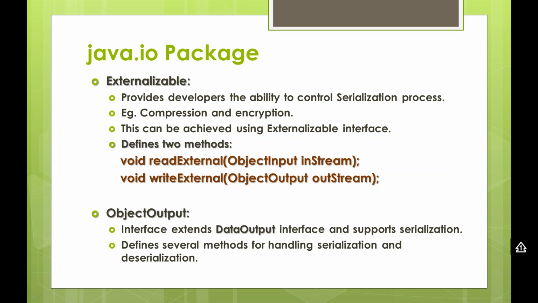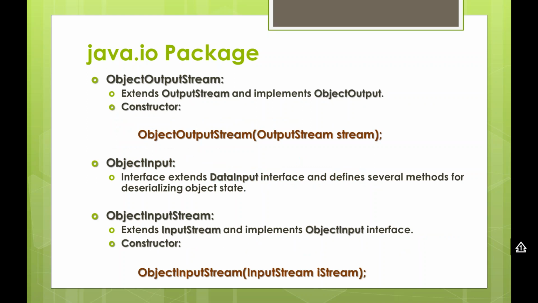Similar to what we have seen for OutputStream, the methods write with different versions, close, all those things, the similar kind of methods are defined for your ObjectOutput. And for reading, for deserialization, we have a particular interface called ObjectInput. Similar to InputStream, the methods are defined for your ObjectInput. What it actually does is extend the DataInput interface and provide several deserialization methods using which you can deserialize a serialized object. The corresponding concrete classes are ObjectOutputStream and ObjectInputStream.